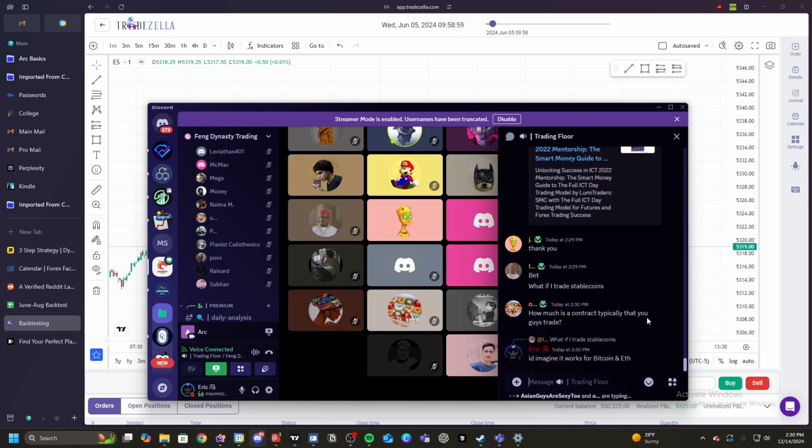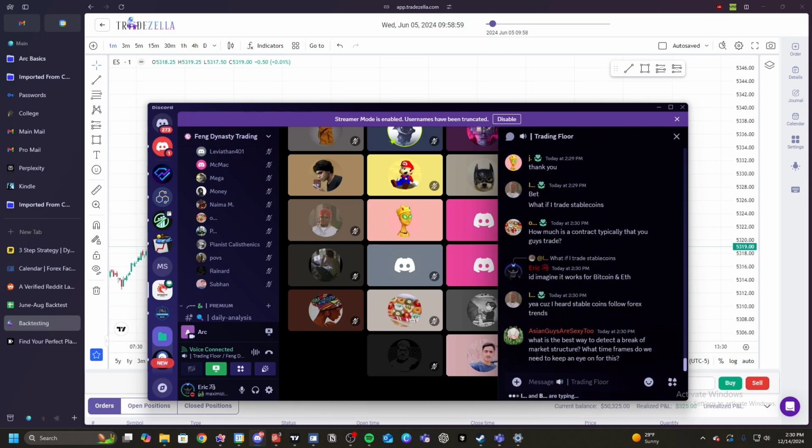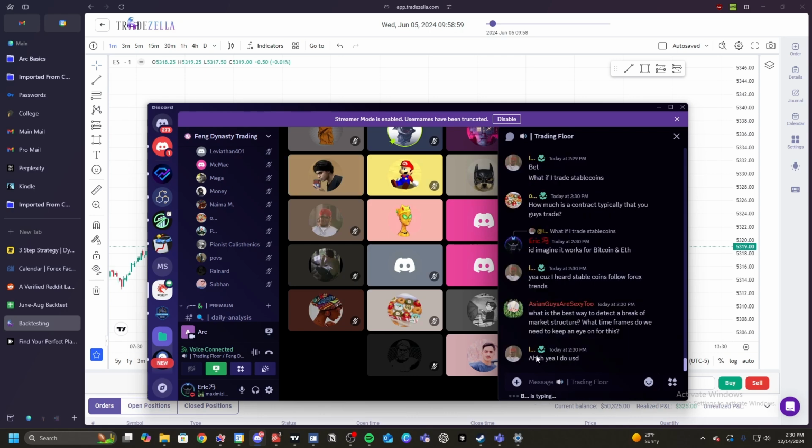How much for stablecoins? It'd probably work because the whole point of this strategy is just catching a trend, right? Bitcoin and Ethereum do trend sometimes, but you'd have to test it yourself to see. It's based off of liquidity too, which is the most basic part of any market. How much does it follow forex trends? Somewhat, because it's Bitcoin USD, right? There's also Bitcoin Euro, Bitcoin AUD, and all that. So it still has that currency in it.